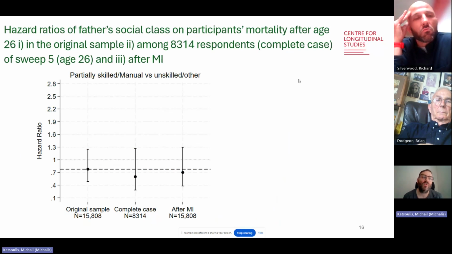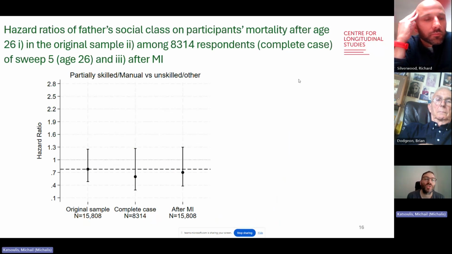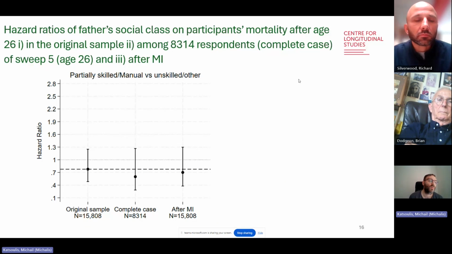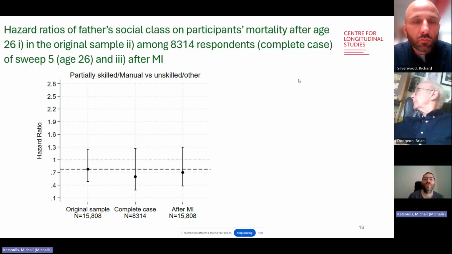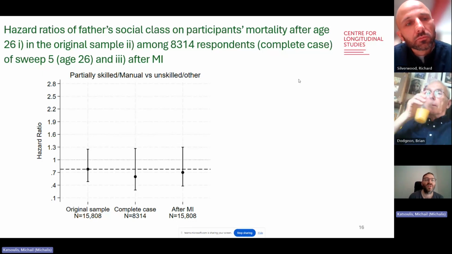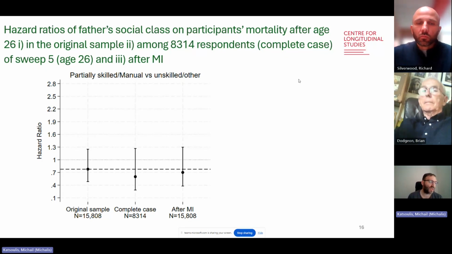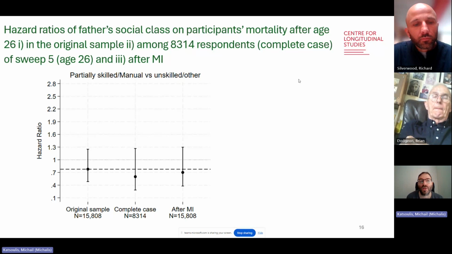But apart from that, we moved on, and we wanted to see if we want to perform, for example, Cox regression, and estimate the causal effect. We want to see the causal effect of father's social class on participants' mortality after age 26. So when we want to assess causal inferences, does this methodology work? That's the example that we have here.